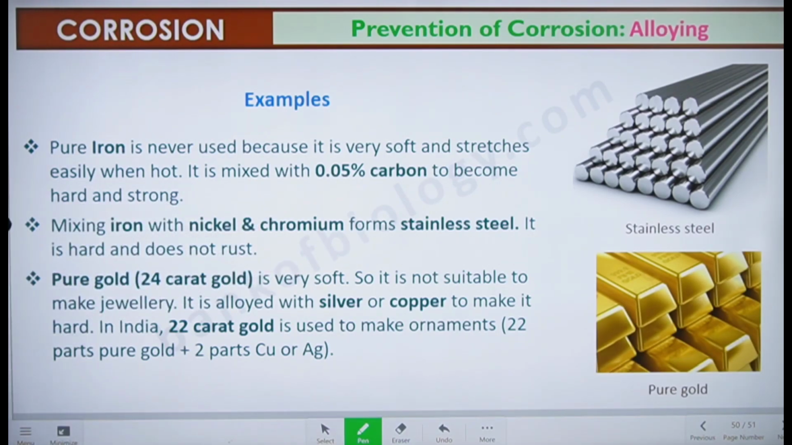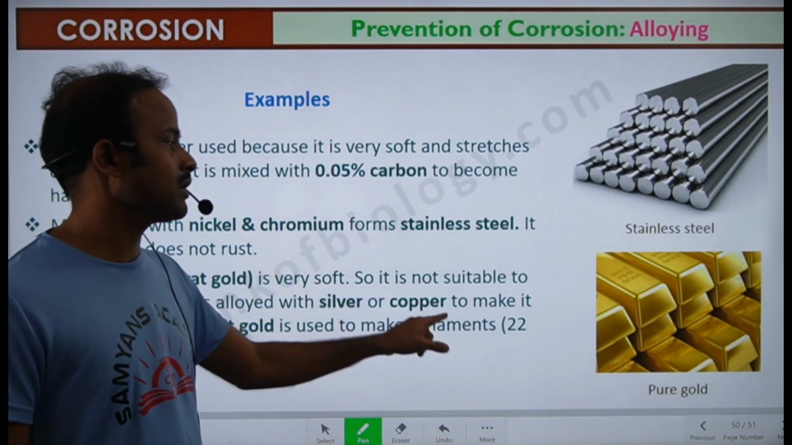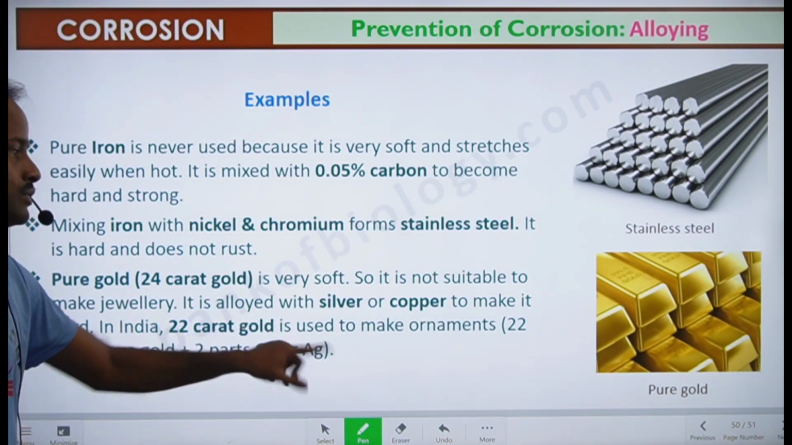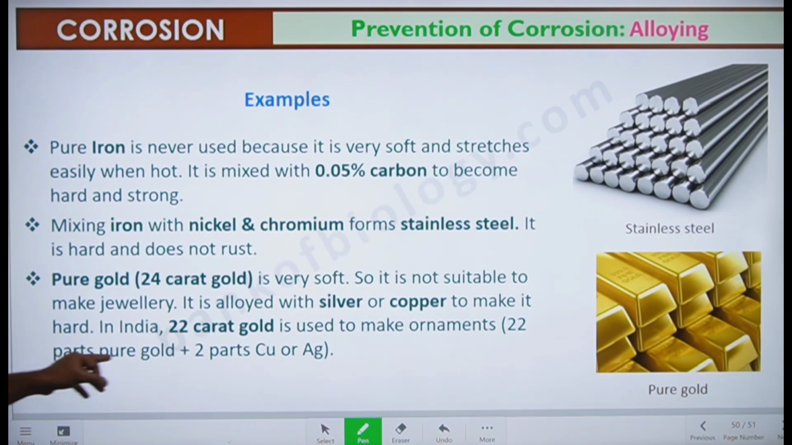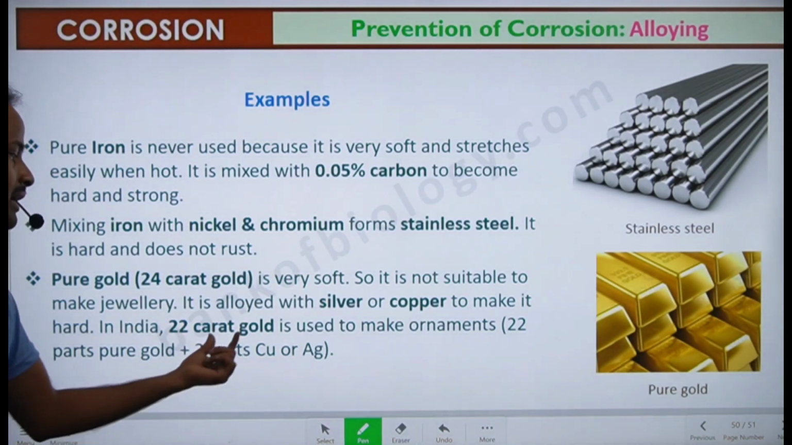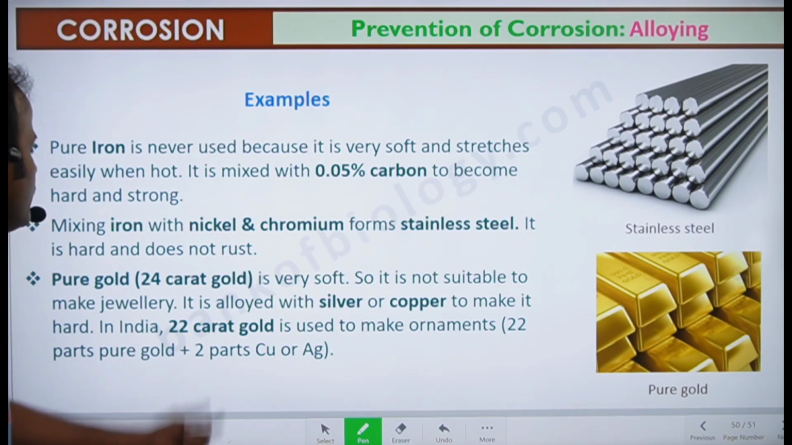And pure gold: 24 carat gold is very soft, so it is not suitable to make jewelry. To make it hard, it is alloyed with silver or copper. So in India, 22 carat gold is used to make ornaments. 22 parts pure gold means 2 parts copper or silver. Okay, in 24 carats, we use only 22 parts of pure gold. To this we add 2 parts of copper or silver to make it harder. We are doing it like this.